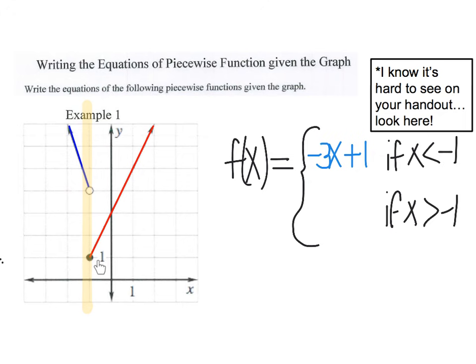Now we want to look at when x is greater than -1. To the right of -1 would be our red line right here. First thing we want to do is identify our slope. We've got a point here and a point here, so we went up 2 and to the right 1. So our slope would be 2 over 1. Therefore our slope is just +2.